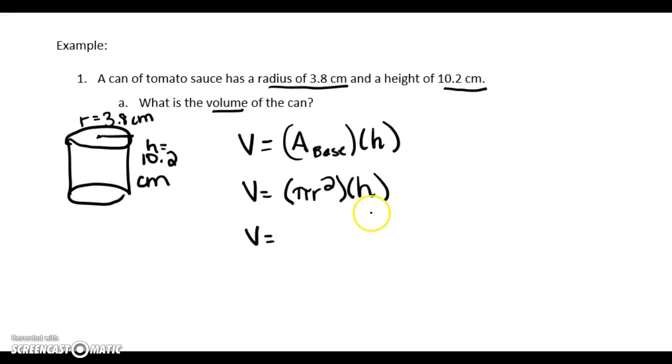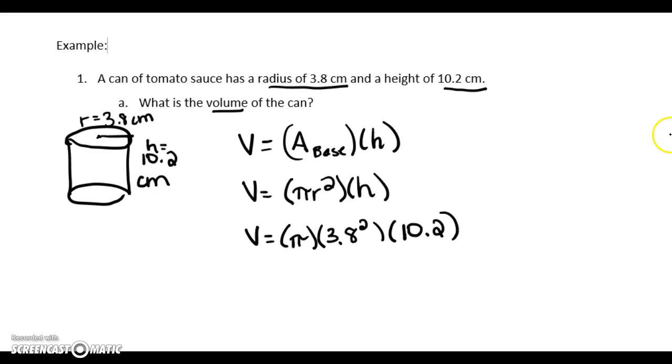Then we can fill in all the information that we know. So we know our radius, we know our height, and pi is just a symbol for a number, so we're just going to leave that as pi. So you have pi times your radius, which is 3.8 squared, times your height, which is 10.2.